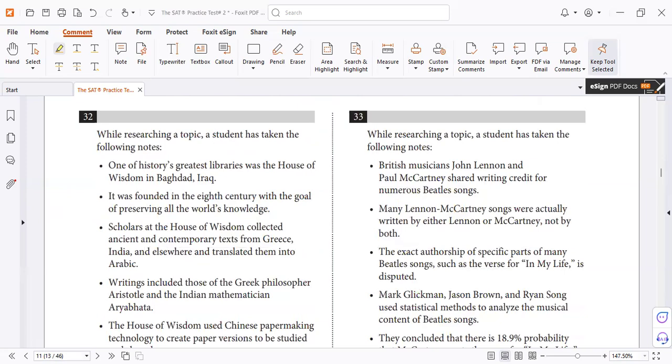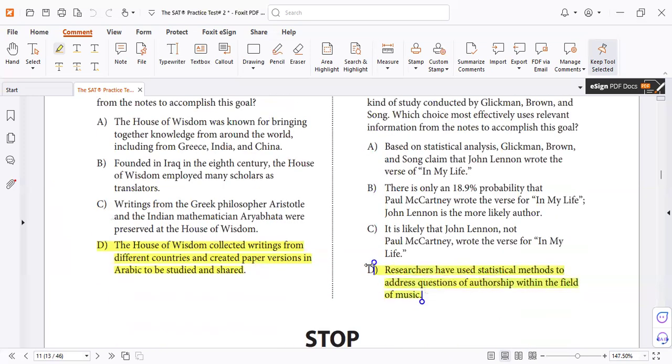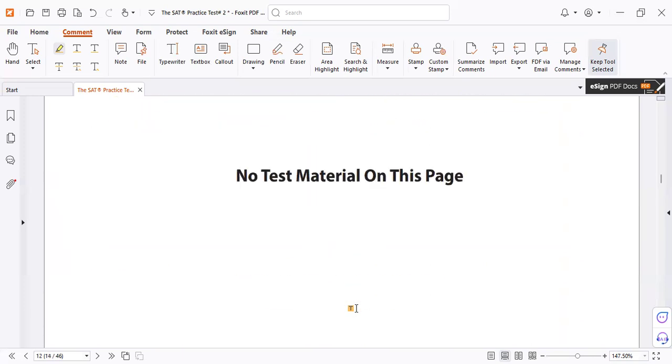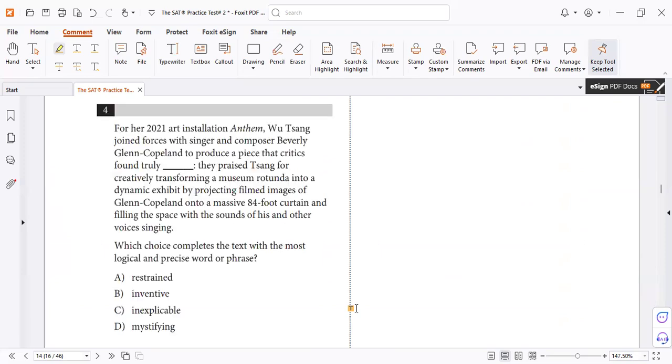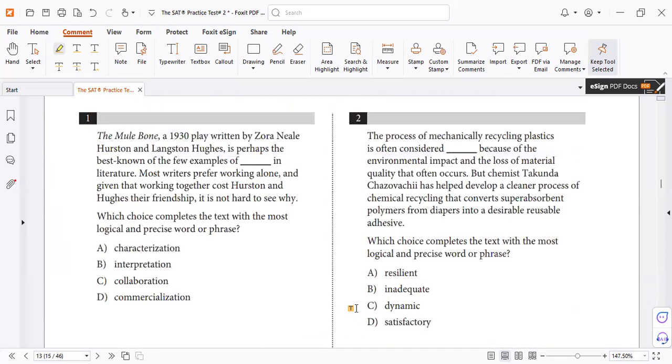33. I chose D. 33, it's D, correct. Very good target. Let's have 5 minutes before we go. Is that the end or what? Okay. Second module.